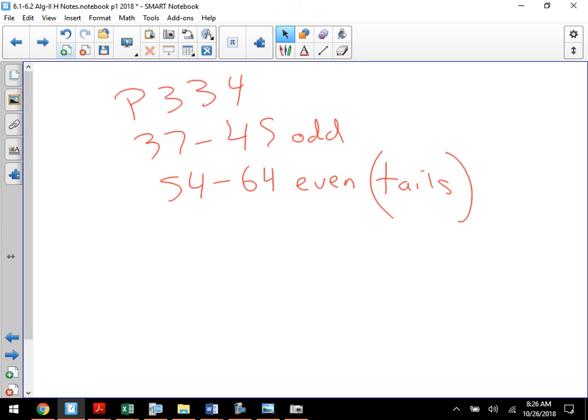So I've got 5 or 6 more of the synthetic substitution stuff, and then the graphing of the tails. When you graph tails, if it says -x to the 5th plus blah blah blah, just draw arrows.